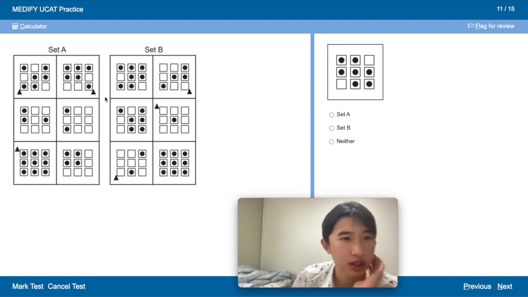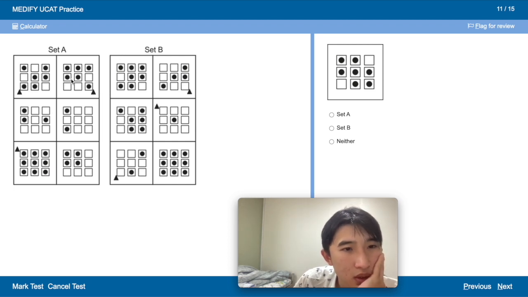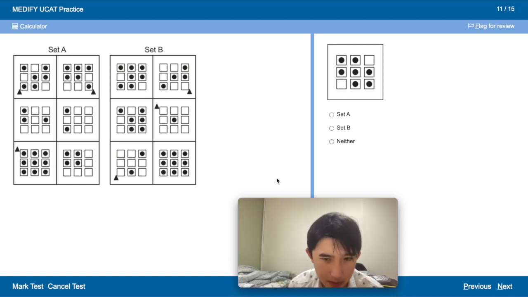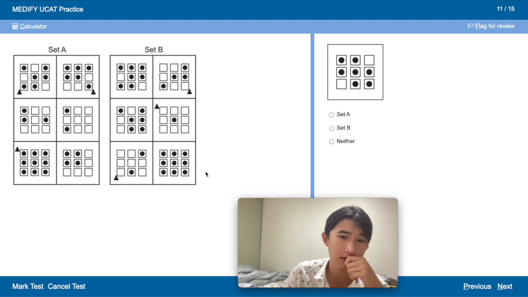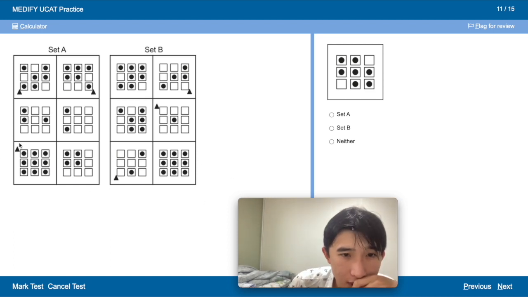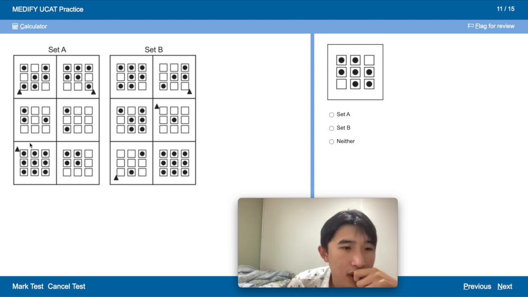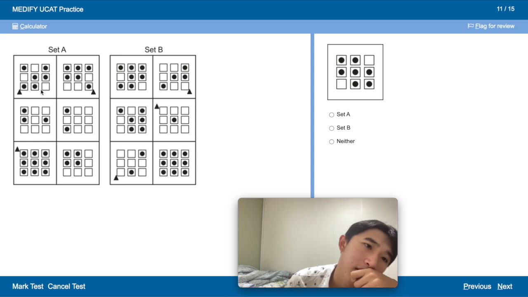I believe the triangle is a distractor, so let's just ignore the triangle for now. Okay, maybe we have to look into the triangle. Nine. Okay, so let's look at set B and set A. Here we got nine circles without a triangle, and with nine there is a triangle. Okay, is it the line of reflection? So here we got a line, it's reflection, yeah. Here you can't reflect, no, it's not.